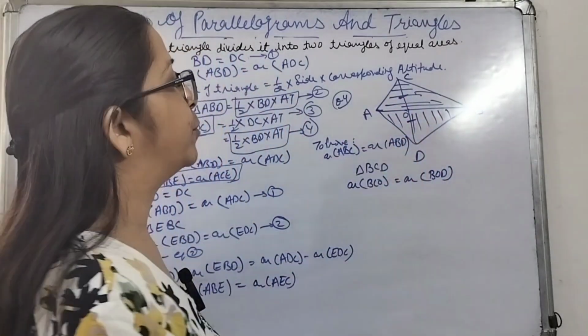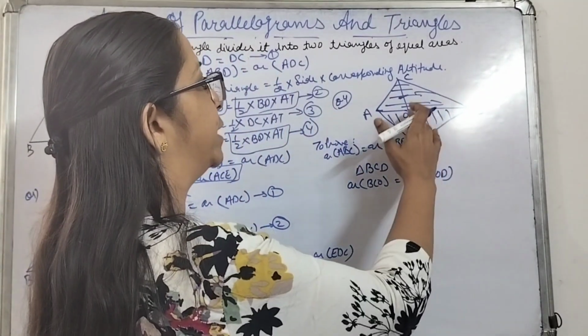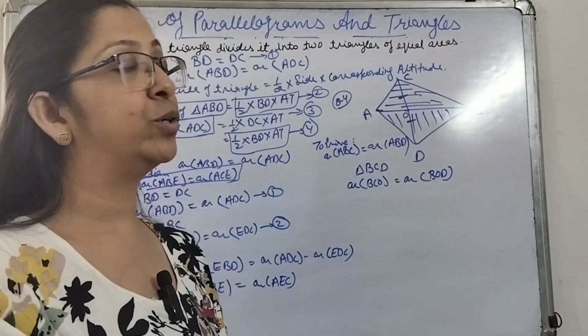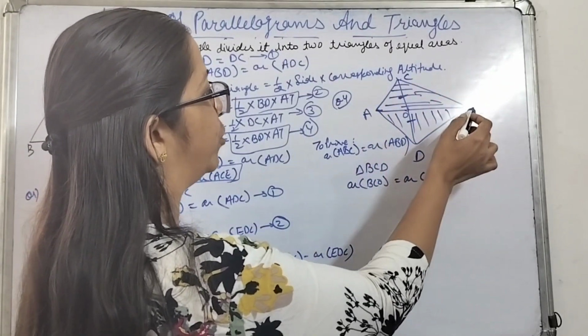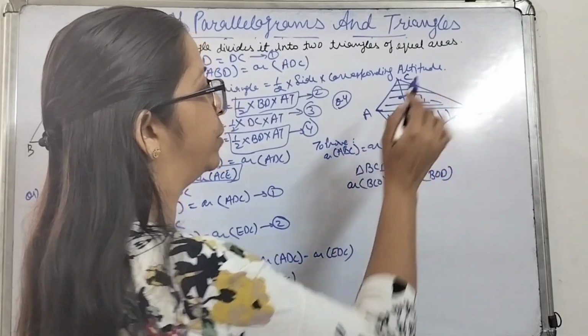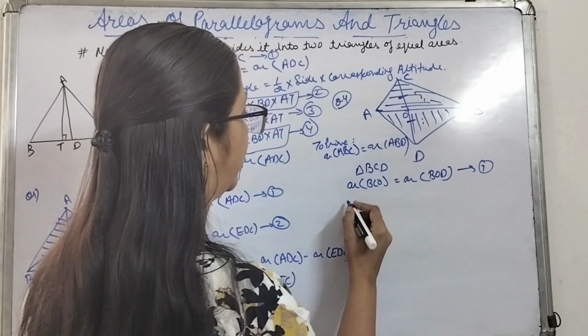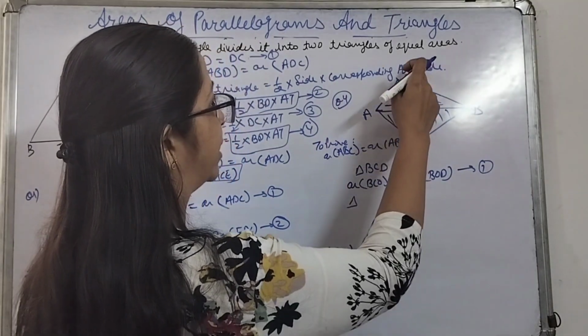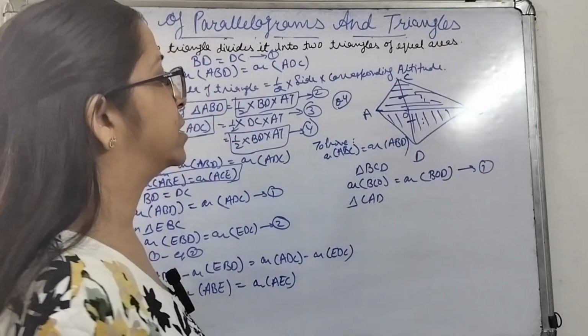Because O is the midpoint of CD, that means BO is the median, and we know that the median of a triangle divides it into two triangles of equal area. So area of BCO will be equivalent to BOD. These two areas will be equal. Suppose this is equation number 1. Now we will be considering the triangle CAD. This triangle we will be considering.